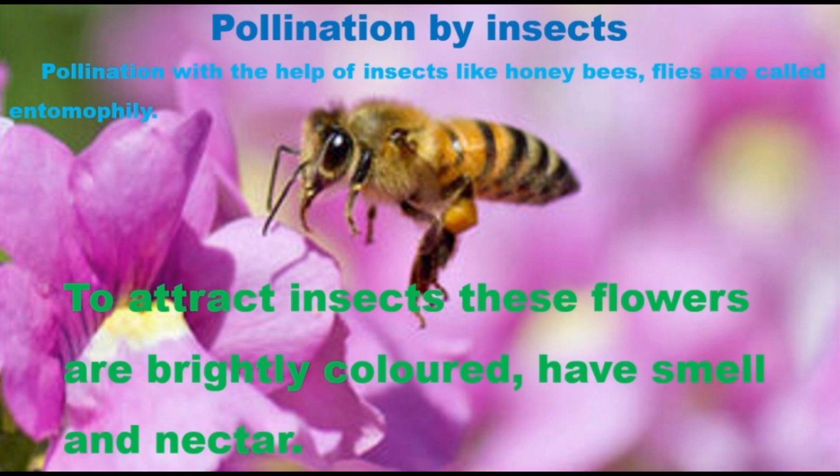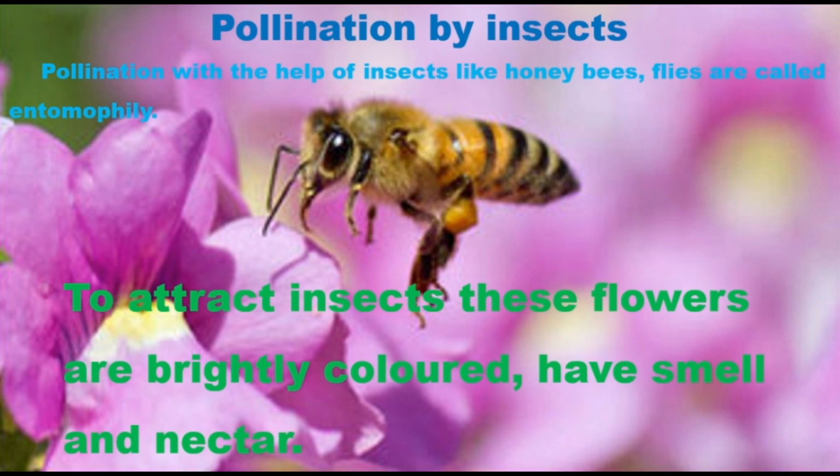Meanwhile, the pollen grains get attached. Look at this. The pollen grains attach to the legs of the honeybee. Like that, the insects carry the pollen grains, and when they go to another flower, the pollen grain may be deposited on the stigma of the flower. So this is the way pollination is done by insects. That's why we call it entomophily.